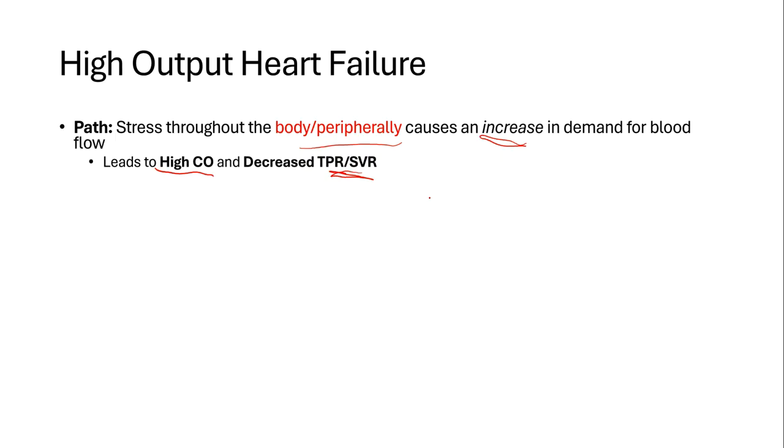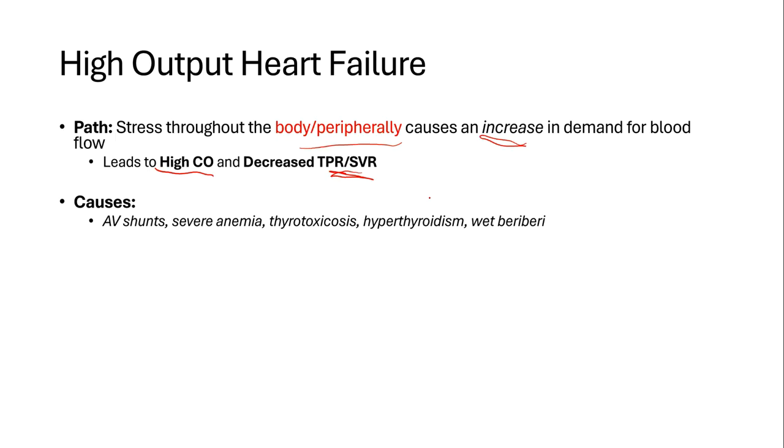Do not get that confused. High cardiac output and a decrease in your systemic resistance. That's going to lead to even more cardiac output. So what causes this? AV shunts can cause this, an arteriovenous shunt. Severe anemia. Anemia is going to lead to decreased oxygen delivery to tissues. Your body's going to respond to, hey, I need to increase my amount of blood going out of my heart in order to respond to that.